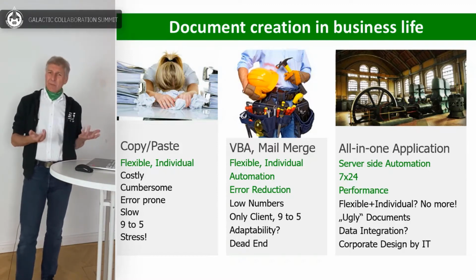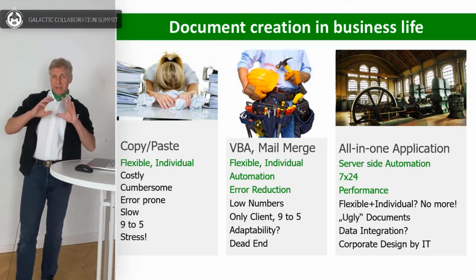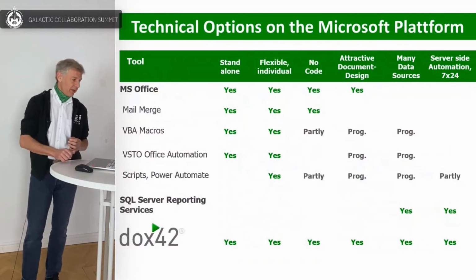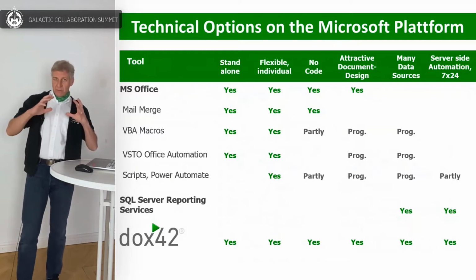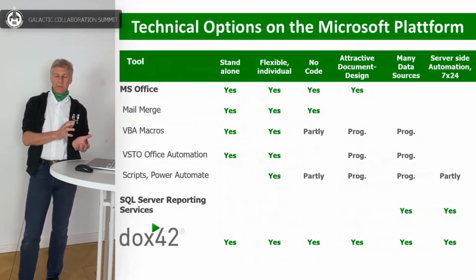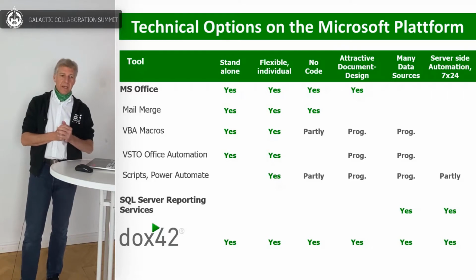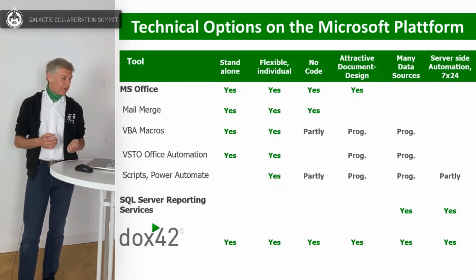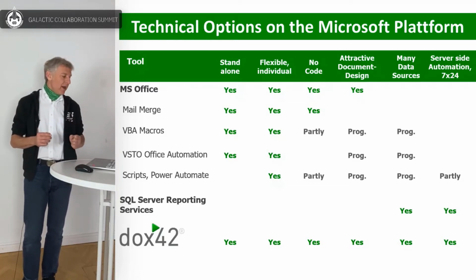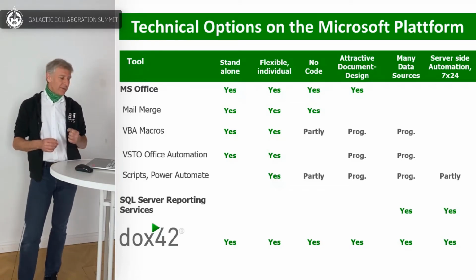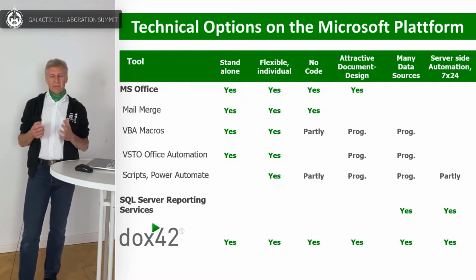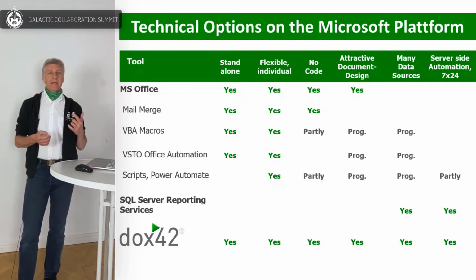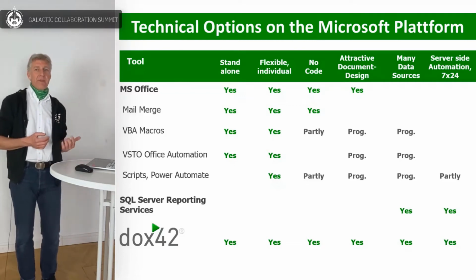Okay, so there must be another way, and I want to give you a technical overview of the options you have on the Microsoft platform when it comes to document automation. And first of all, there's the option to stay within Microsoft Office or Microsoft 365, as it's called quite recently. So you have Mail Merge, you have Visual Basic for Applications macros, Visual Studio Tools for Office automation. Yes, that's still alive. And then you have a new capability, Office Scripts, along with Power Automate. And that's all very nice. It's mostly standalone, it's flexible, it's individual, but you cannot do much without coding.